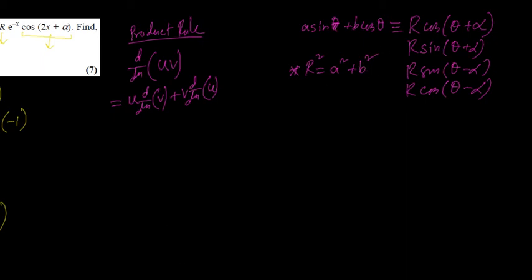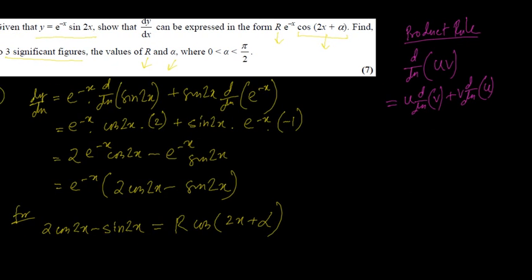So let's go ahead and do this. r squared equals, the coefficient of cos theta is 2, so 2 squared, plus the coefficient of sin theta is minus 1 squared, so this is going to be 4 plus 1, 5.